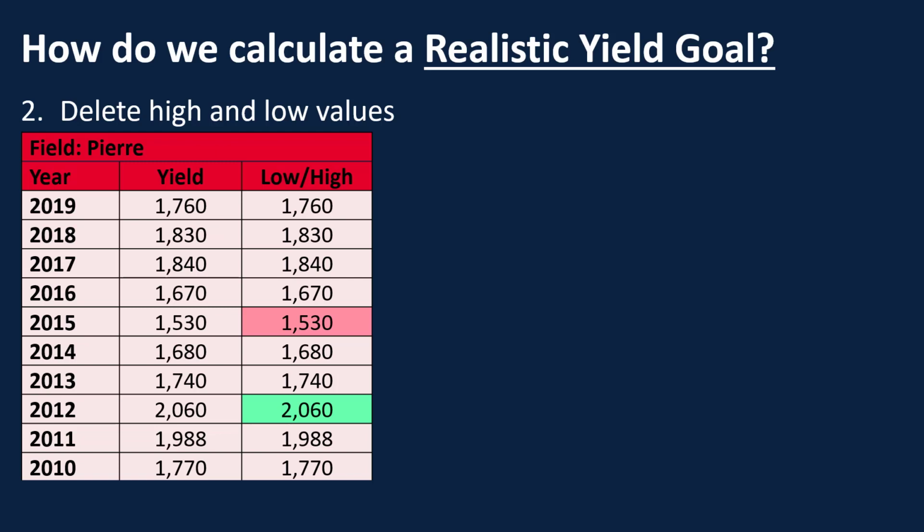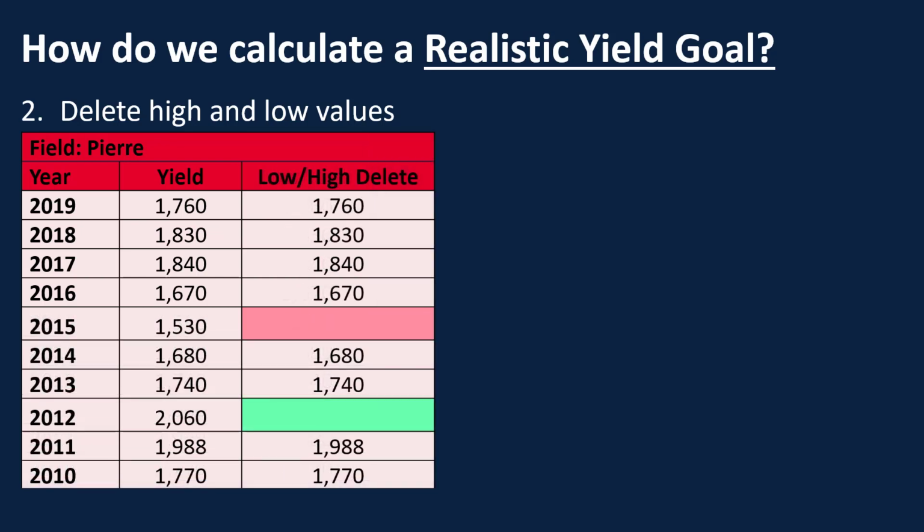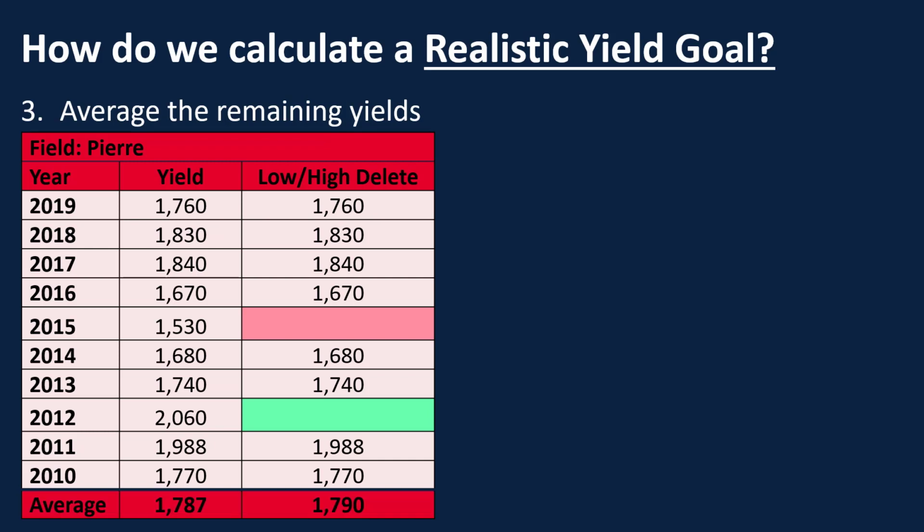And then step number 2 is we're going to identify our low and high value. So here in 2015, we had a low value of 1,500 pounds per acre of yield. And then in 2012, we had a relatively higher yielding, 2,060, one is below normal, one is above normal. So to kind of average things out better, we're going to delete those two values. And then the next step is we're going to average those remaining yields. So we take the average of the remaining 8 years that we have, and we end up with 1,790 pounds per acre for our sunflower yield.